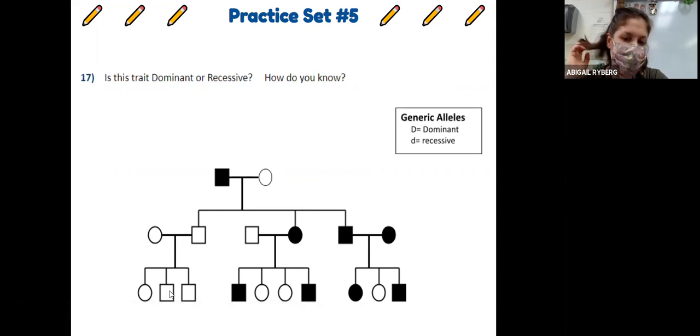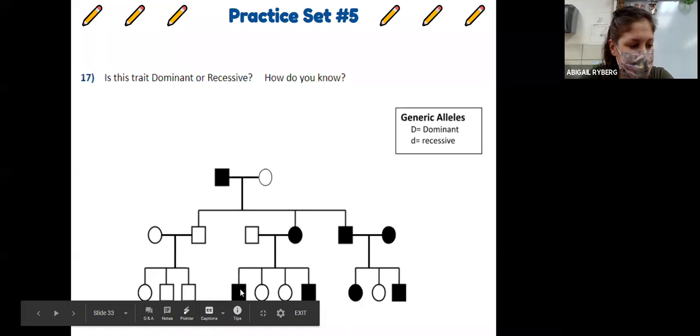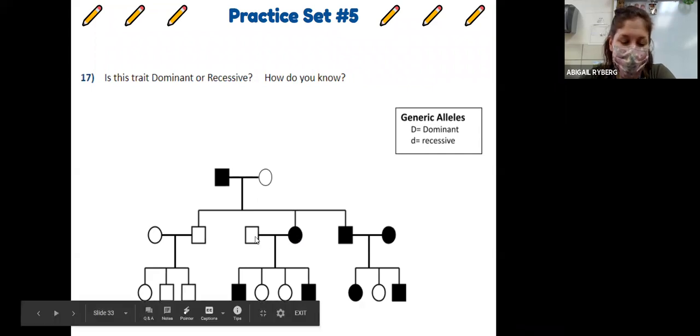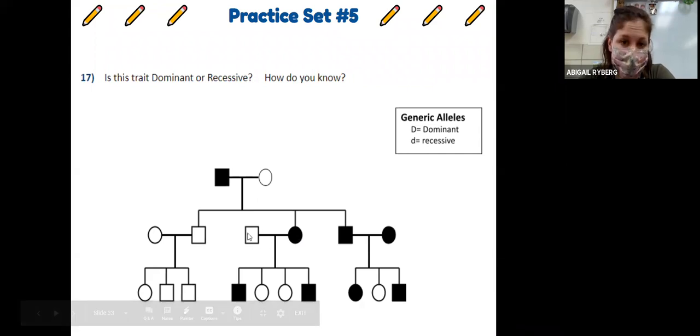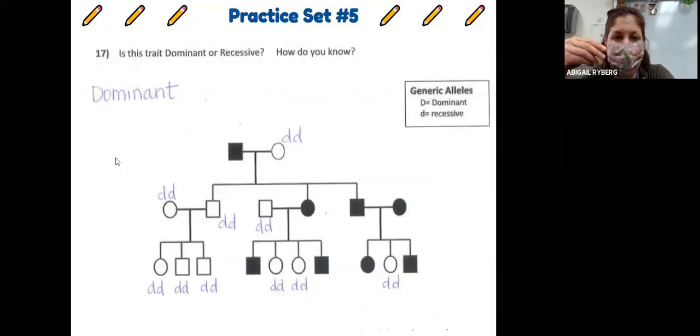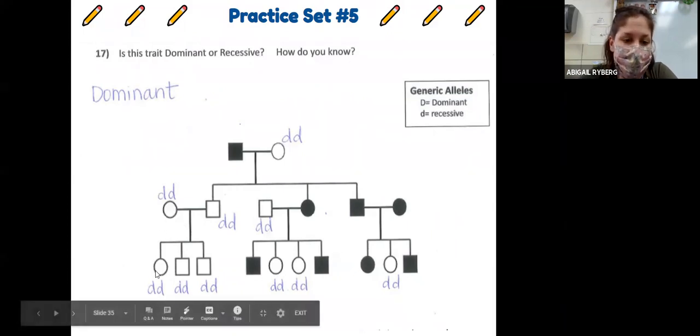Because it's showing up in every generation, I'm going to guess first that it's dominant. So remember, the dominant individuals could be big, big or big, little. We don't know yet. What we do know, though, is the individuals without this trait must be homozygous recessive. So now kind of switch gears in your brain and imagine the individuals that don't have this trait have to be little d, little d. So go ahead and write in for every individual little d, little d.